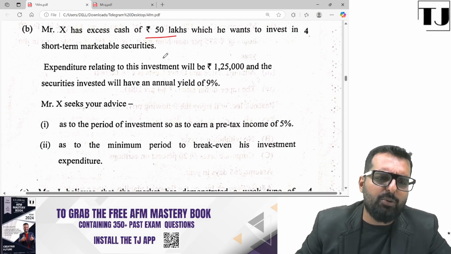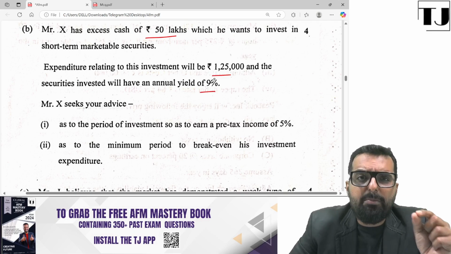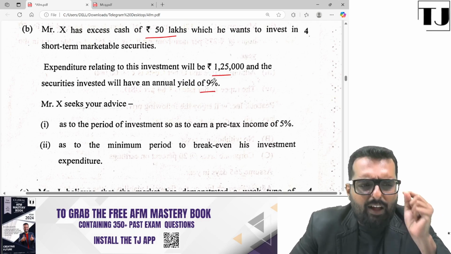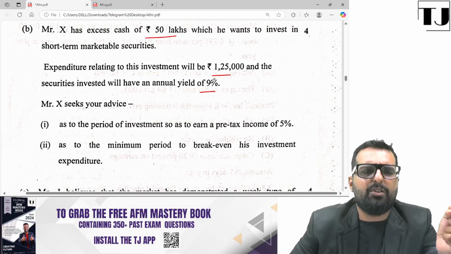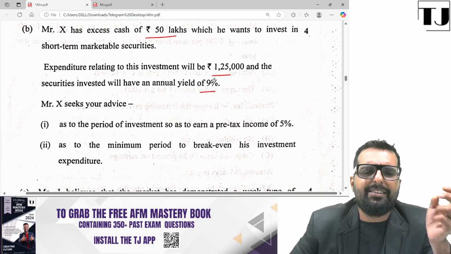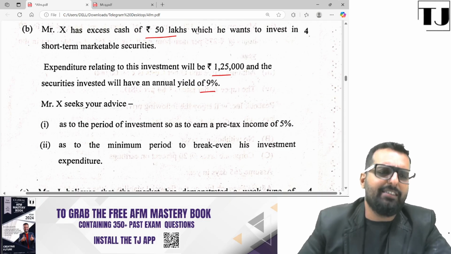Friends, this is another question on security valuation. Exact question is there in my ODBE homework questions. We have done this question. I have discussed this question also in some of the classes, wherein they just want to find out what is the period for breaking even. A very, very easy question. 50 lakh is invested.